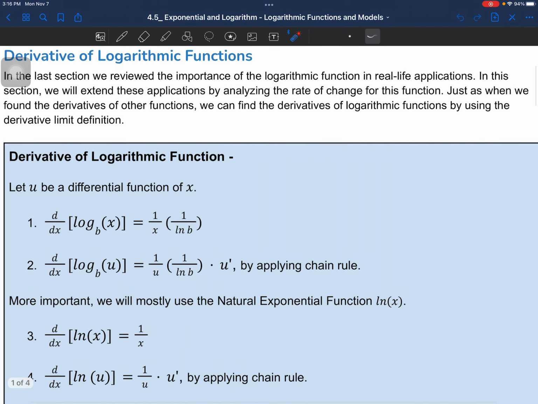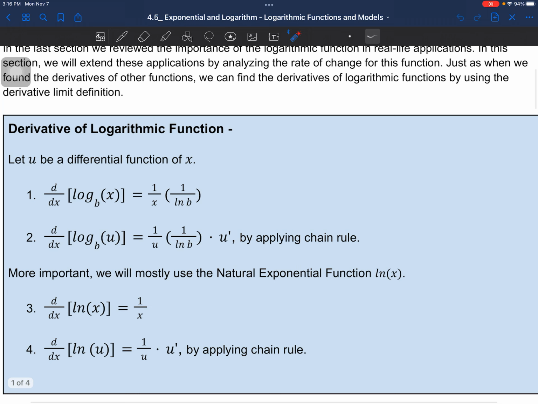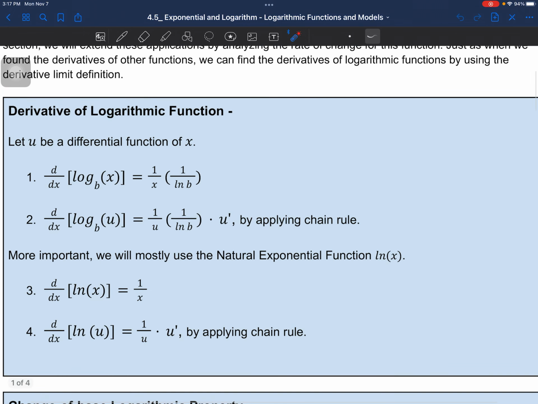Just as we found the derivatives of other functions, we can also find the derivative of this log function by using the derivative limit definition. Now, instead of actually doing that, for the purpose of time and focus of this class, we're actually going to give you the actual rule. But you can easily do this using the limit definition.